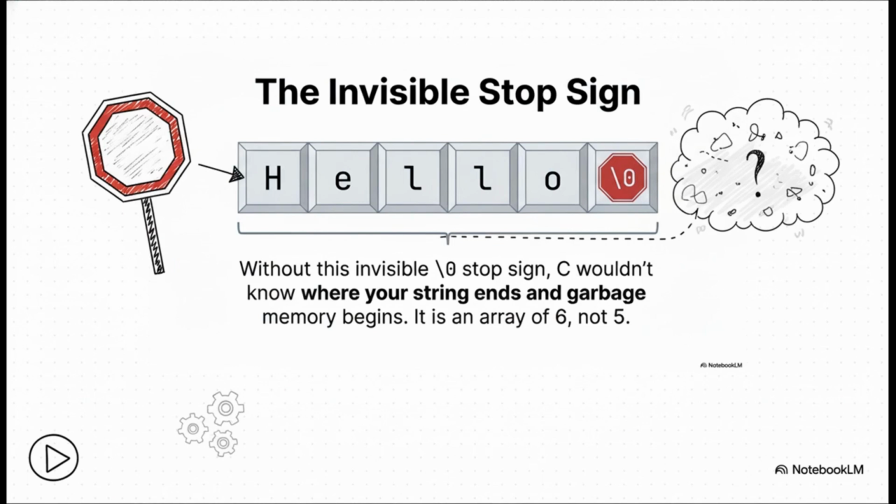Well, that secret ingredient is what I like to call the invisible stop sign. You see, behind the scenes, C automatically tacks on this special character at the end of every single string. It's called the Null Terminator, and you write it as \0. Think of it literally as a stop sign. It's how functions like printf know, okay, stop here. This is the end of the string. Anything after that is just random junk in memory. So here's the big takeaway. A C string is always 1 character longer than it looks.